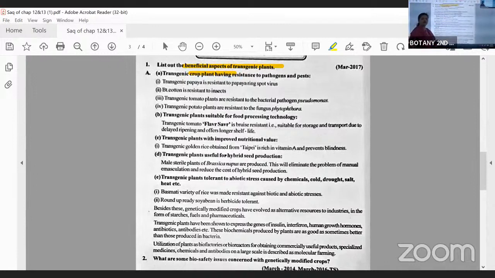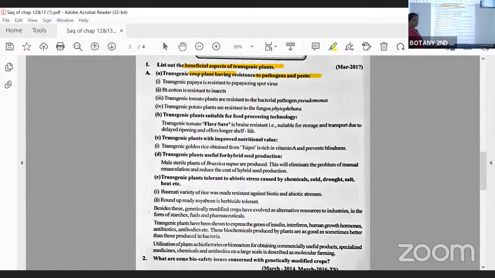That means once we are growing the plants to get the food for us, those are the crops. So the transgenic crop plants are having resistance to the pathogens and the pests. Otherwise we can give the heading as the pest resistant and the pathogen resistant plants in the crops. That also we can say. So in this, the examples we have to write.